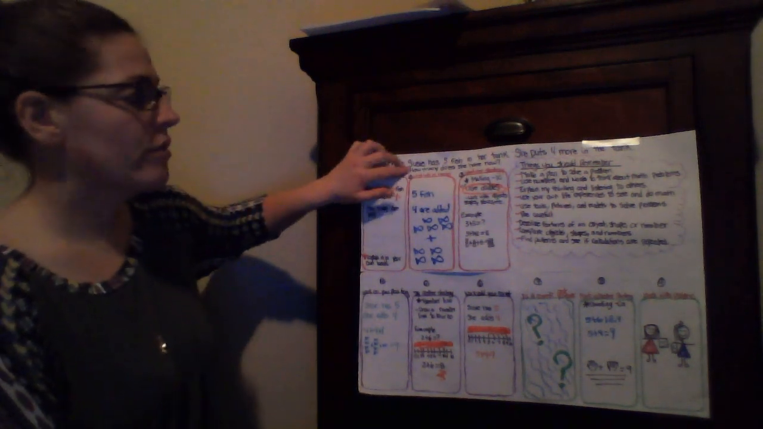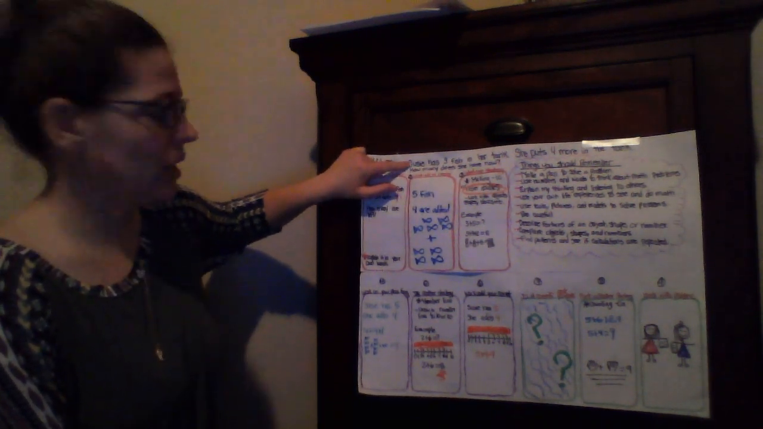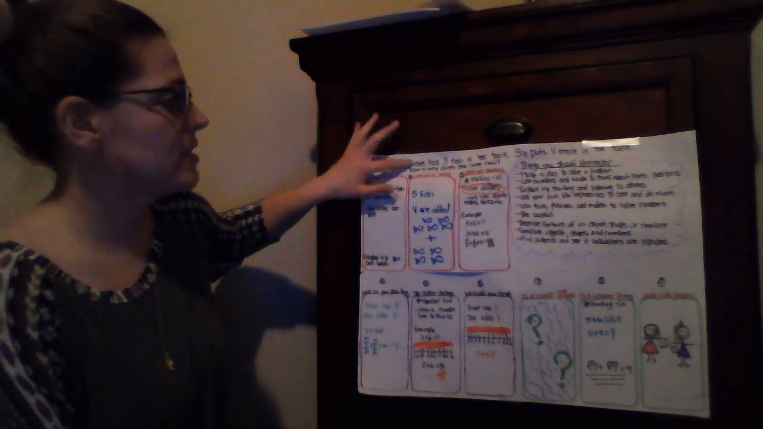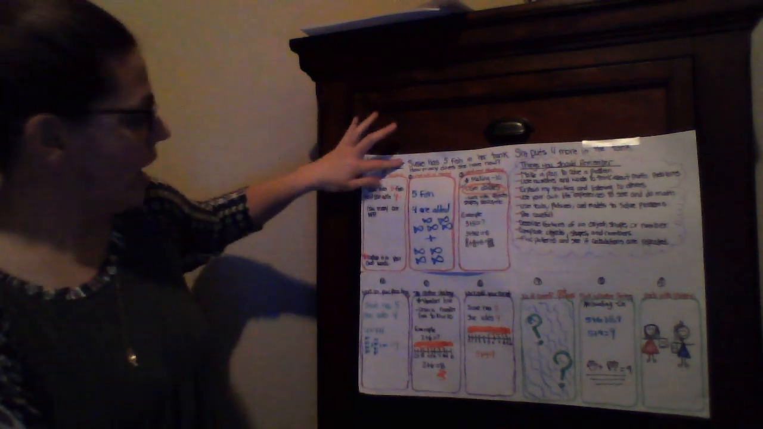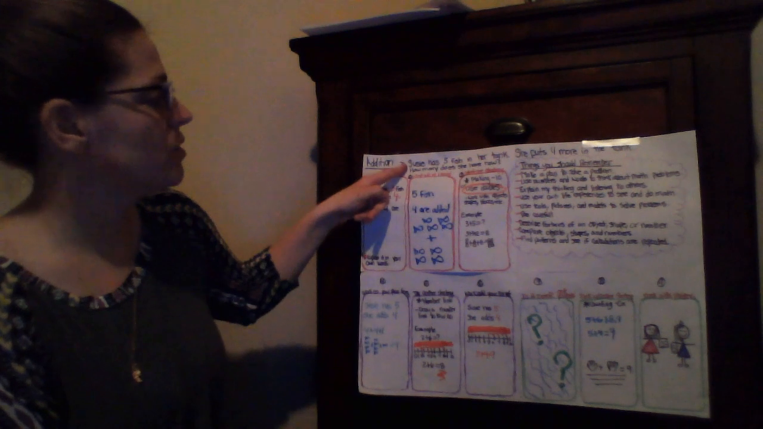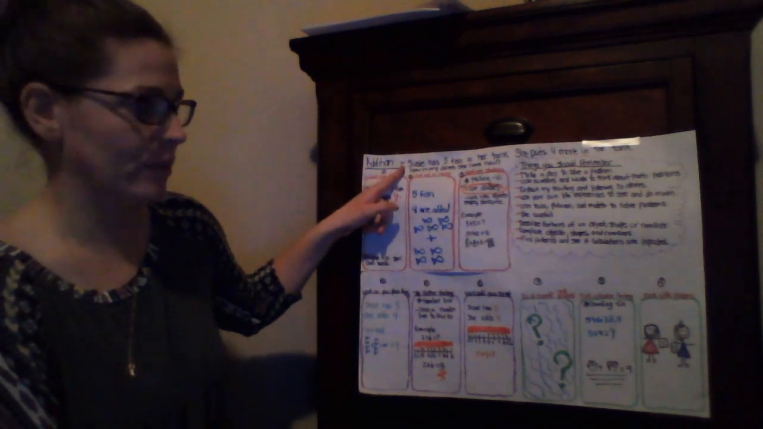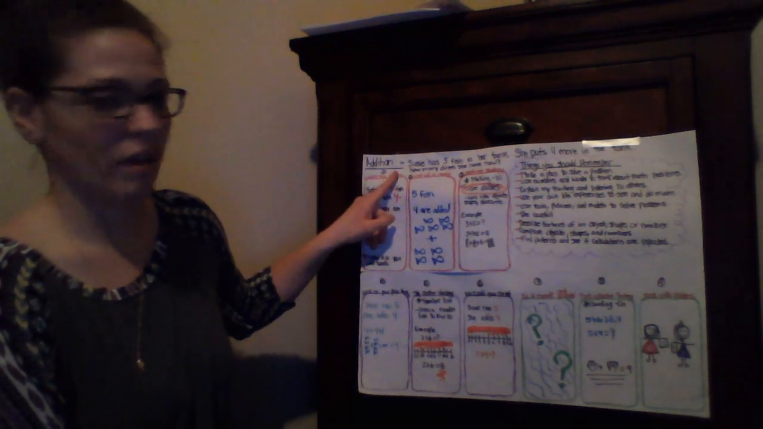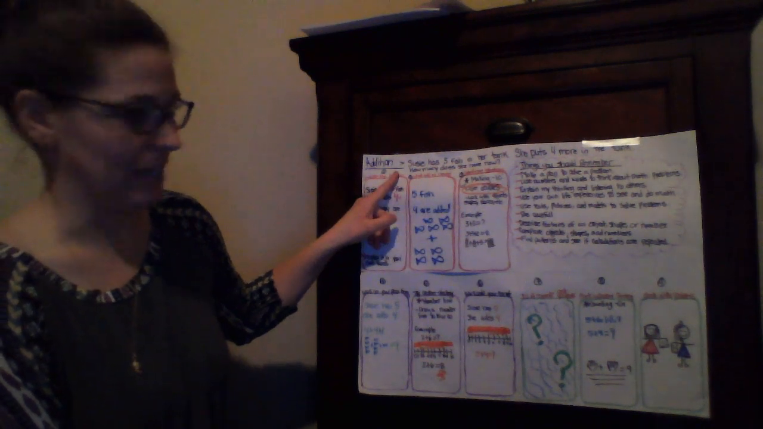So I'm going to base this off of my one problem here. And this is a kindergarten problem. And then we'll go through it. Susie has 5 fish in her tank. She puts 4 more fish in there. How many does she have now?